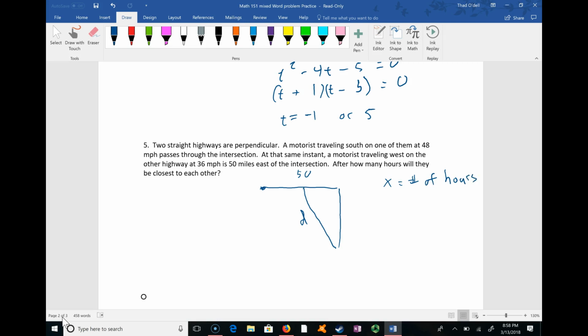Okay? So what we can do here is, we know if this whole thing is 50, we know this distance is going to be 50 minus 36x, because every hour he goes another 36 miles. And this distance here is just going to be 48x. So that means that the distance is going to be equal to the square root of (50 minus 36x) squared plus (48x) squared.